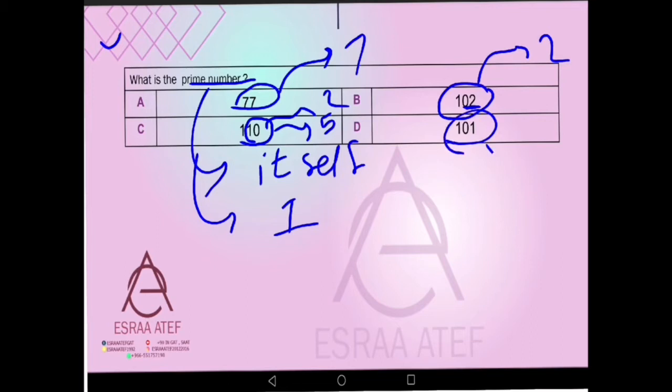Here 101, it can't be divided by 2 or anything, because it ends with an odd number, and it can't be divided by 3, because if we add the digits to each other, it will not give us a number which can be divided by 3. So it's a prime number. It can't be divided by anything except itself, and only by 1.